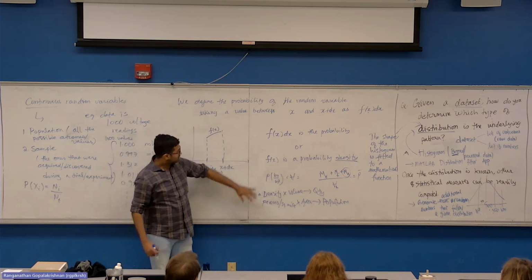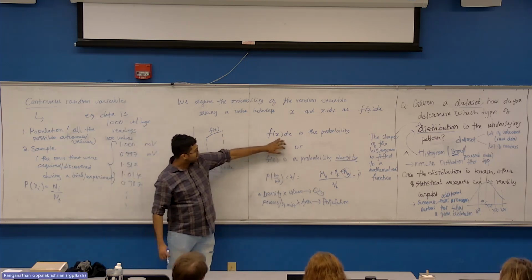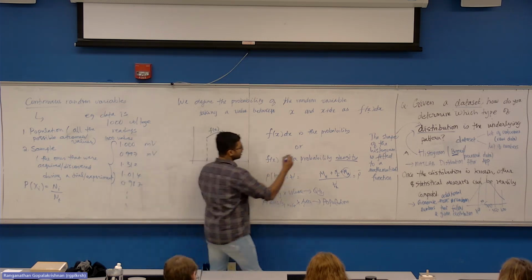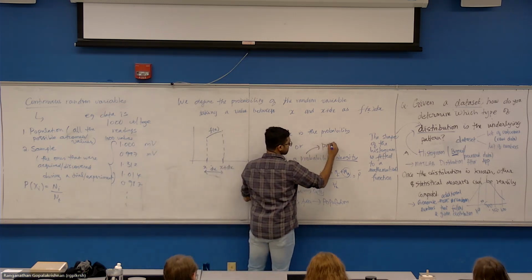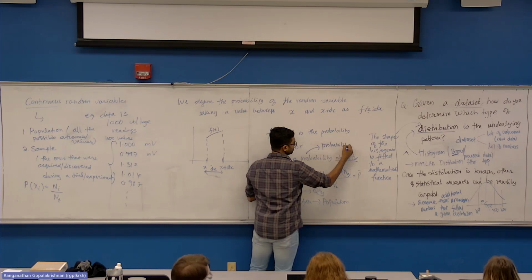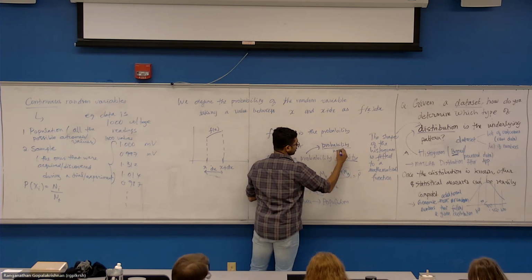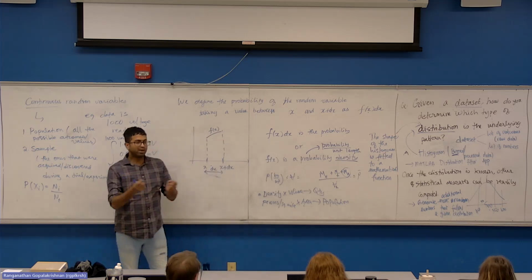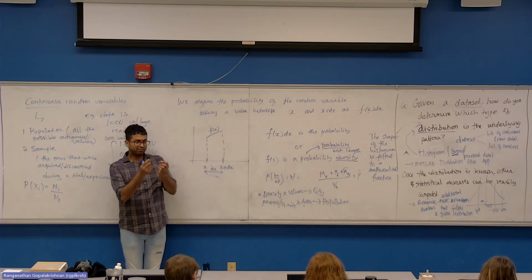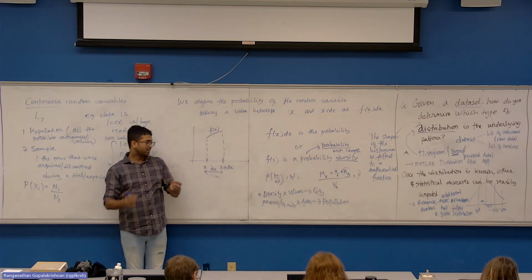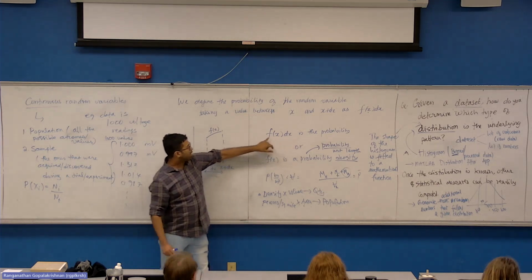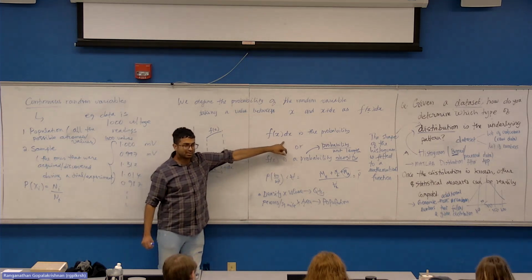In the same sense, when I write f of x dx and call f of x a probability density, it is like saying it is the probability per unit length. If x varies over dx, the probability is f of x dx.